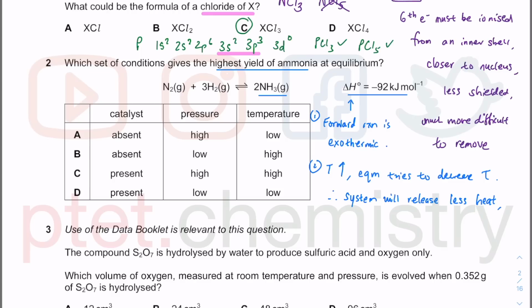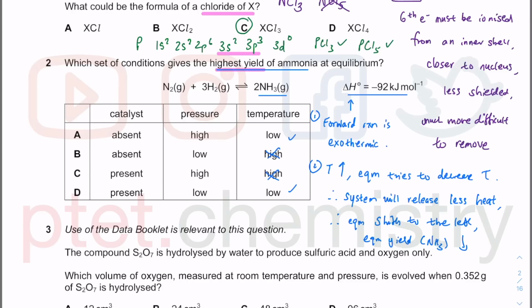And when you release less heat, as you're going from left to right, you release heat. To release less heat, you will favor more the left-hand side. Therefore, equilibrium shifts to the left, or they will favor the left-hand side, which means your equilibrium yield of ammonia, which is on the right-hand side, would decrease as the equilibrium shifts to the left. What do we want? We want the highest yield of ammonia. We want to favor the right-hand side. Therefore, we have to go to the opposite. So we don't want high temperature. We want low temperature.